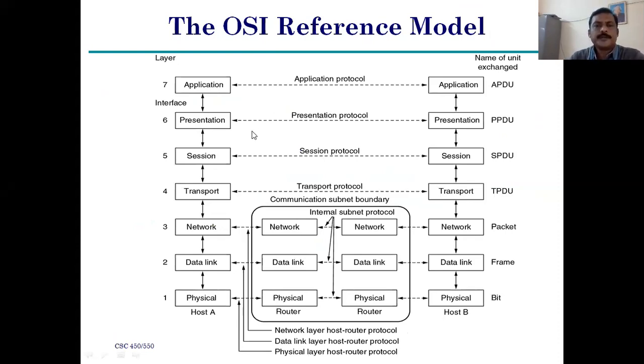Today we are going to discuss the OSI reference model, right? This is the continuation of the previous, or yesterday's, class. The OSI reference model has 7 layers, right? We know that information because we already discussed it in the previous class.